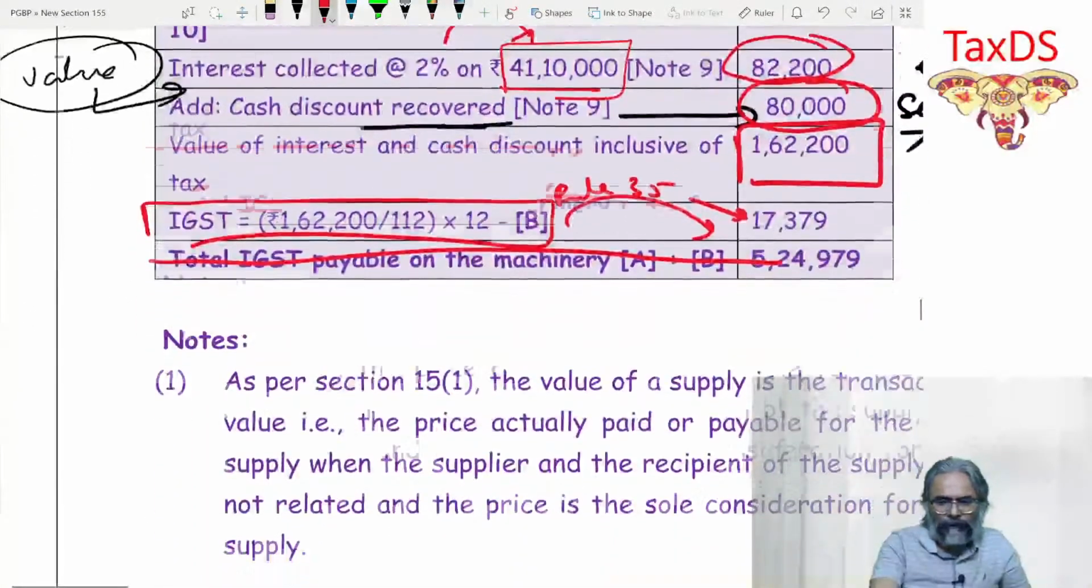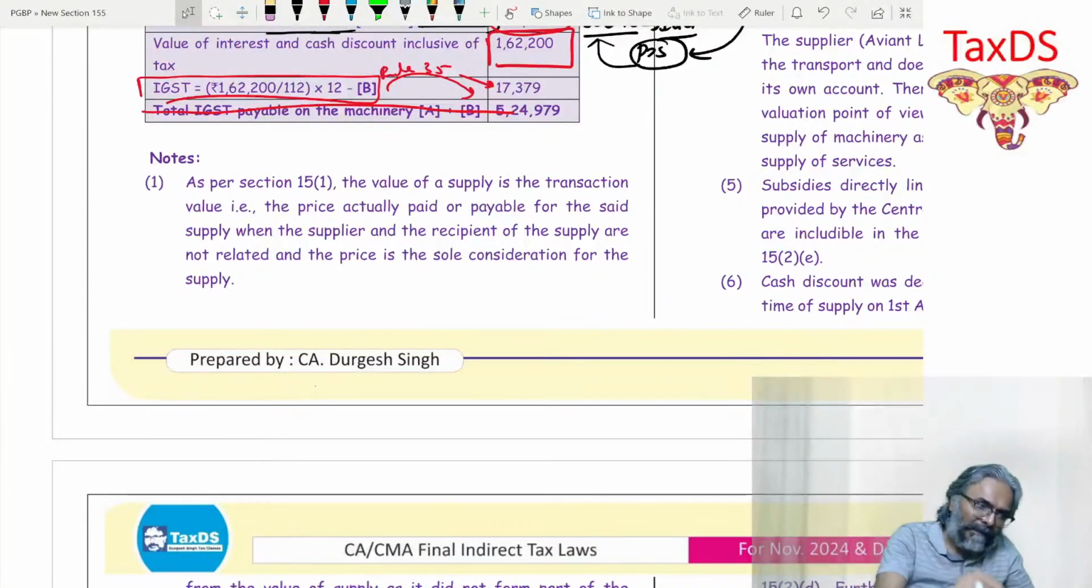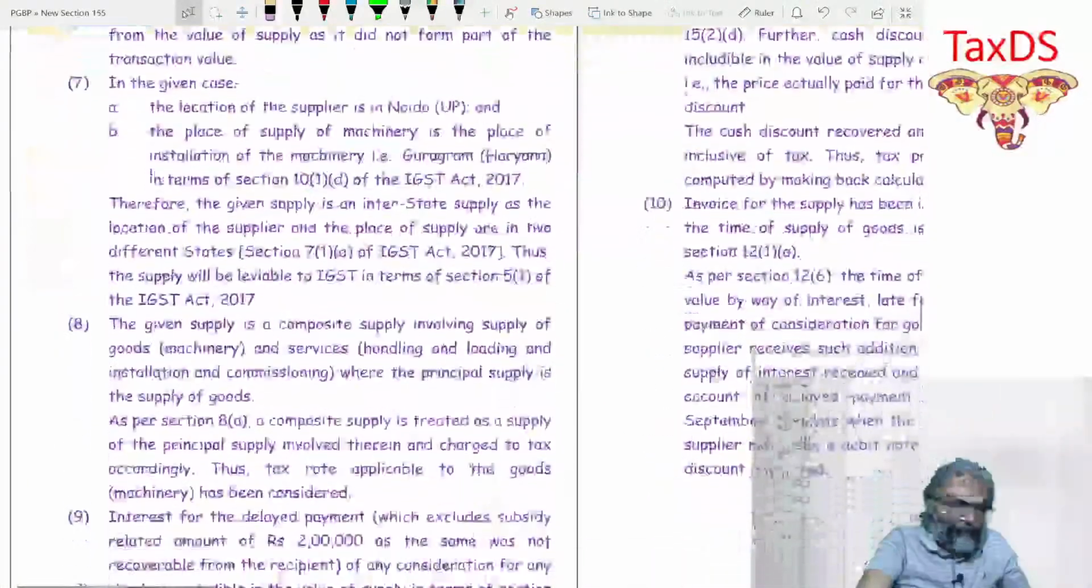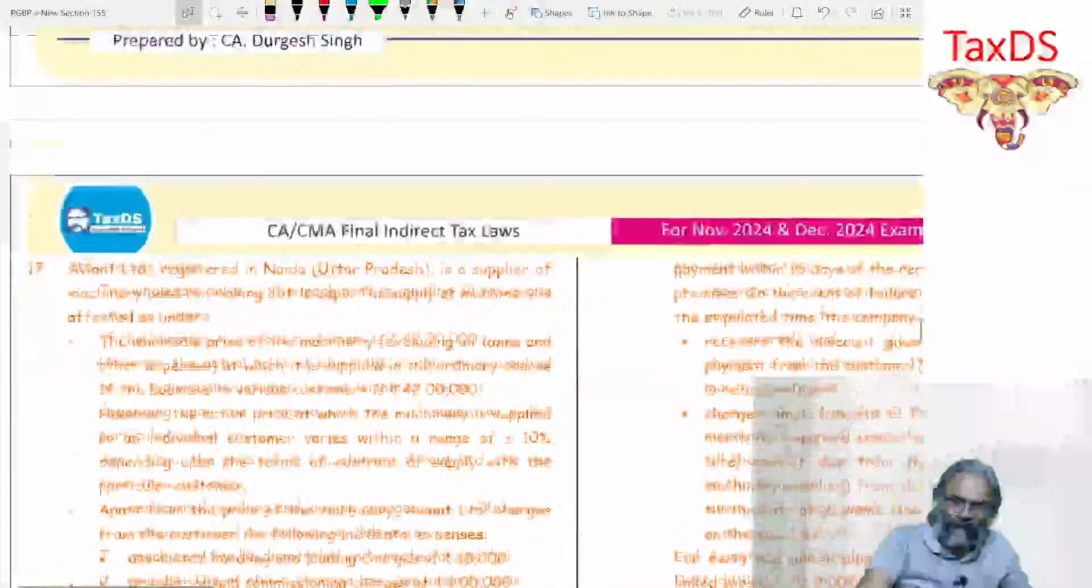No doubts now? Make this as the LDR. Last day revision, you will have to do this. But before the last day revision, today also you have to revise it. This question, today also you have to revise this question. I hope that all of you are clear with this one.